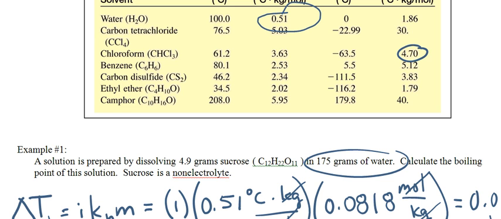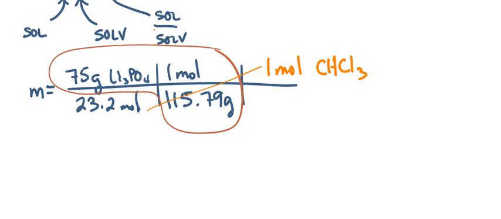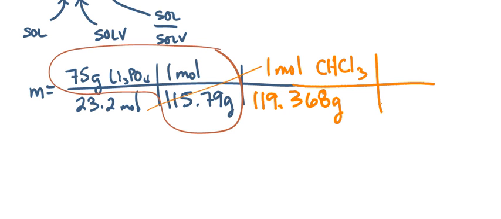So there's CHCl3 here. Okay, so that's my chloroform, which is a pretty simple compound. We have to find out what the molar mass of that is. So again, 1 carbon plus 1 hydrogen plus 3 chlorines. And that gives me a molar mass of 119.368 grams. Okay. So now I've got my moles converted into grams.